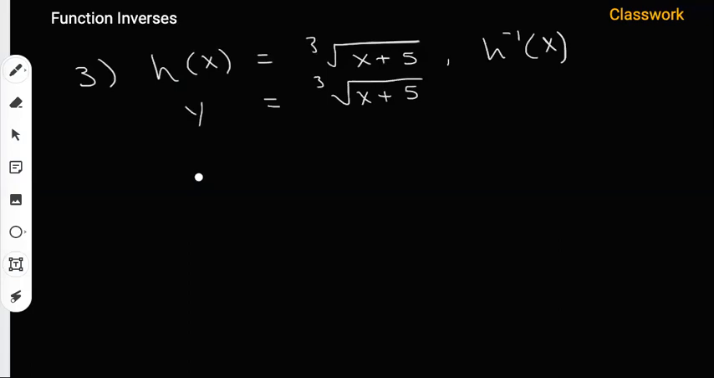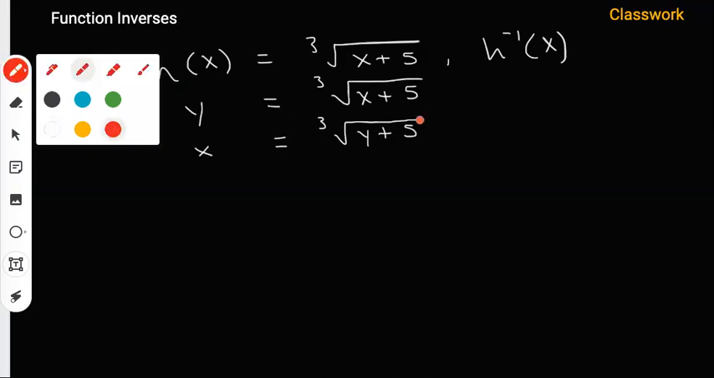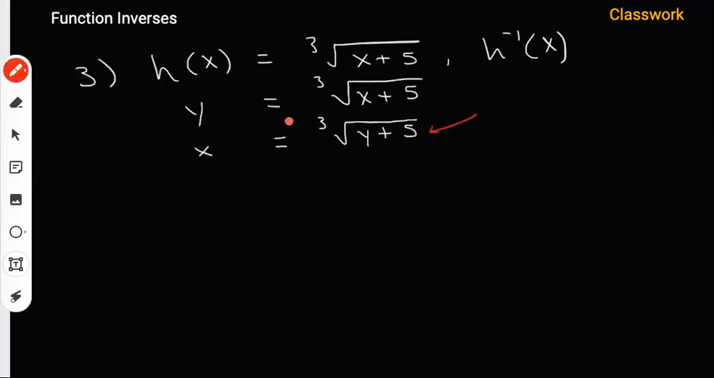So I'm still going to have the cube root of x + 5. Now what I'm going to do is switch x and y. I'm going to interchange them. So I'm going to have x is equal to the cube root of y + 5. So now I want to get y by itself, which means I need to get rid of this plus 5 right here. I'll draw an arrow to that. But I also need to get rid of this cube root right here. So how can I do that? Well, to get rid of a cube root, you're going to have to cube both sides.